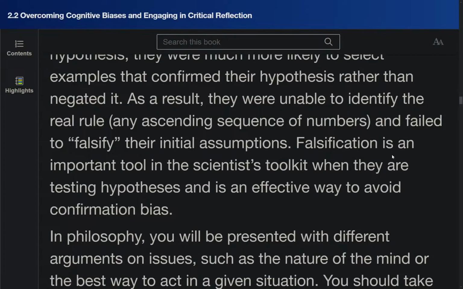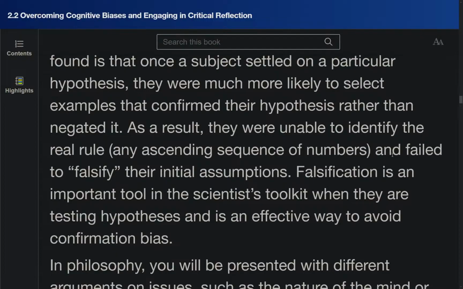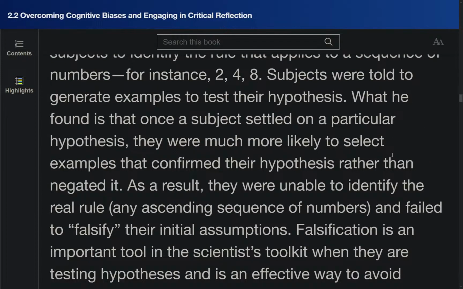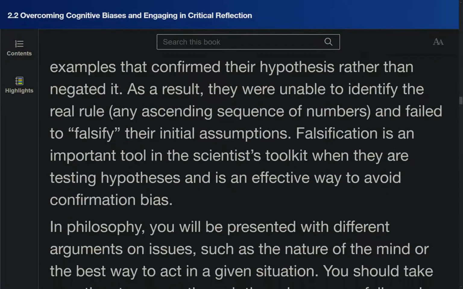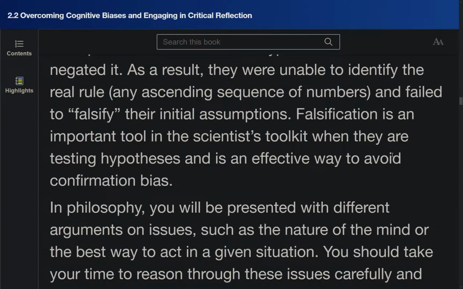I don't get it. What do they mean, identify the real rule, any ascending sequence of numbers? Oh! It could be any ascending sequence of numbers. Okay. Or maybe not okay. I'm not sure.